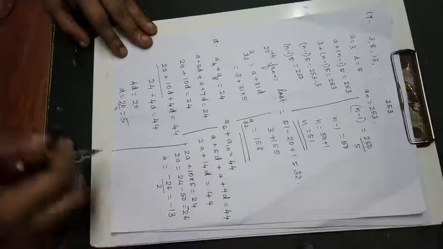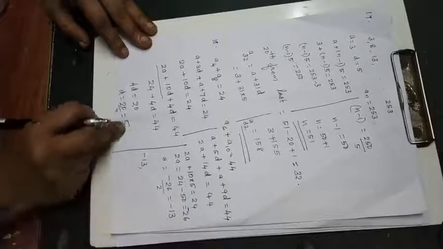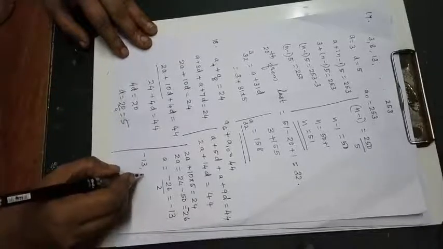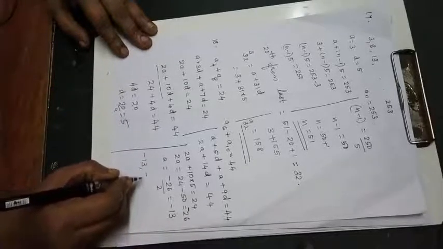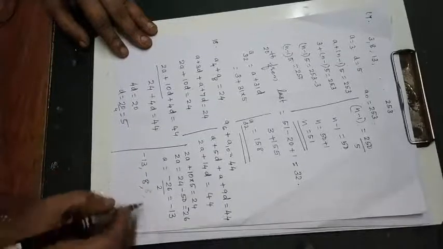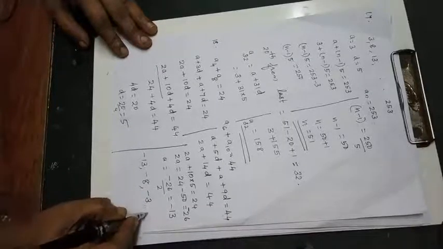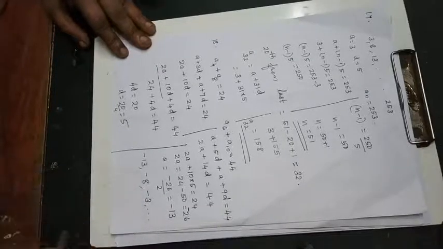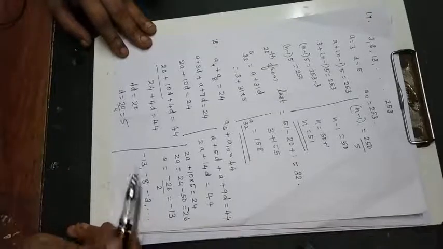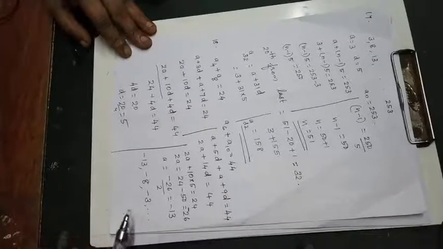Now the series, how will you write? First one negative 13, it will come negative 13 plus 5, so it will be negative 8, then plus 5, negative 3, like that it will go. First three terms only you have to write. So it will be negative 13 plus 5, then again negative 8 plus 5, like that.